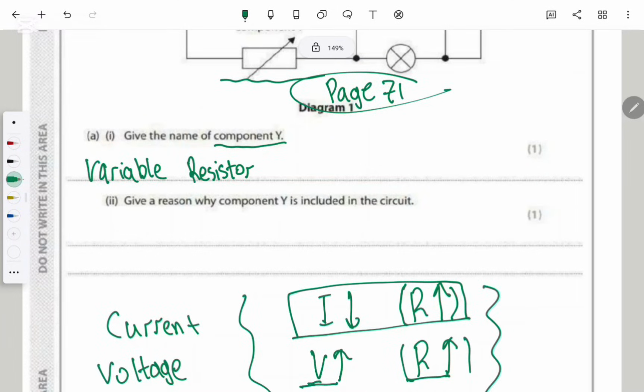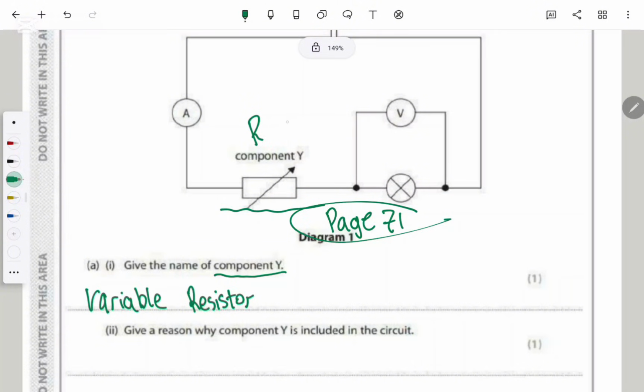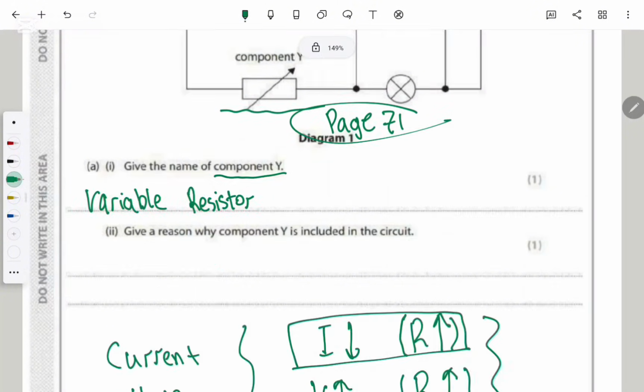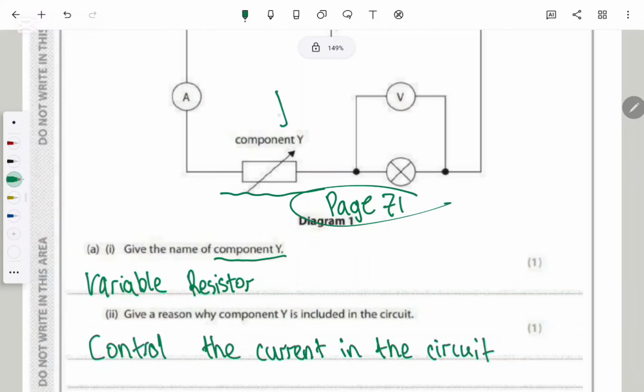Now look here at this question. It says, give a reason why component Y is included in the circuit. It's a resistance, but the special thing about it is that it's a variable resistance, meaning that you can change its value as much as you want. Changing the value does one thing, which is control the current in the circuit, because if you make the resistance high, then the current becomes low. So in this case, you're limiting the current. No current goes in. But if you make the resistance low, a lot of current will enter.